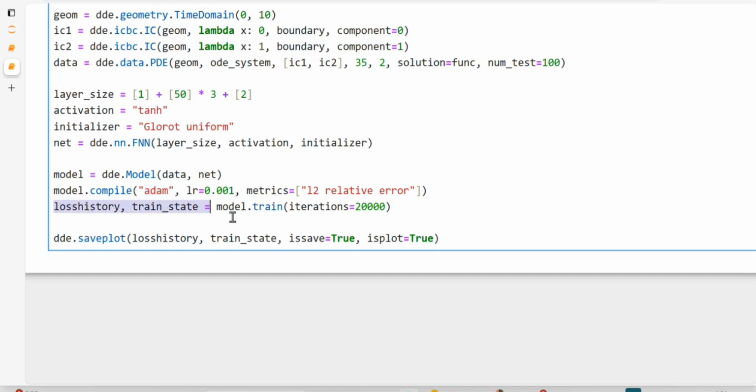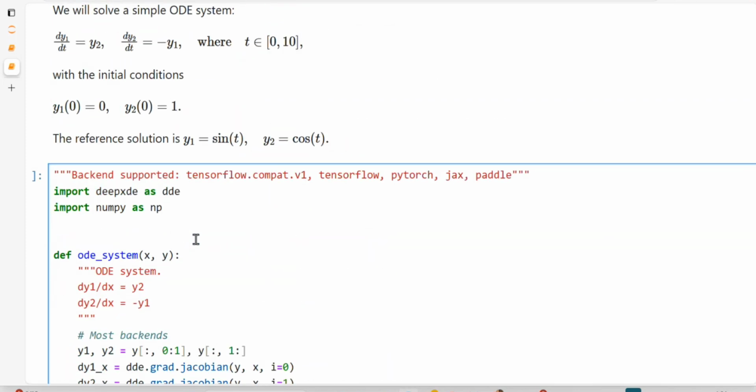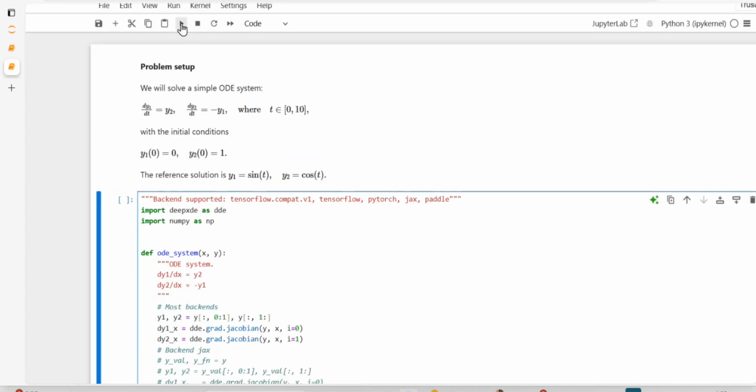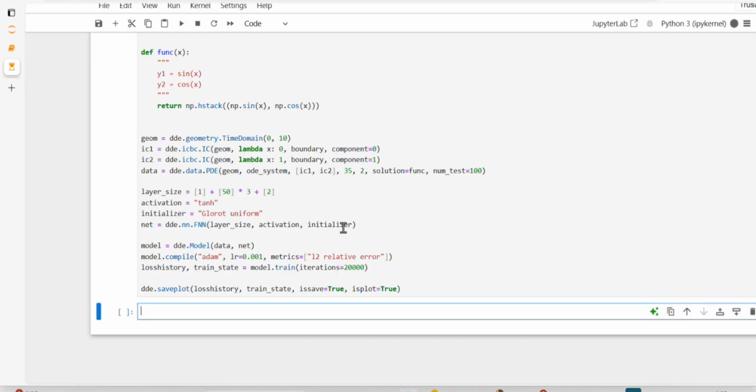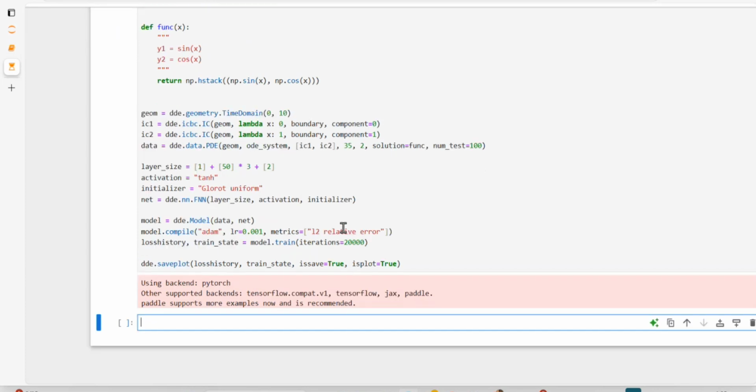Here in this line we have the iterations. Model is trained with 20,000 iterations. And you can save the plot with loss history and so on, and another thing over here. So let me just run that code for you and see the results, if we get some results. So it is working now.